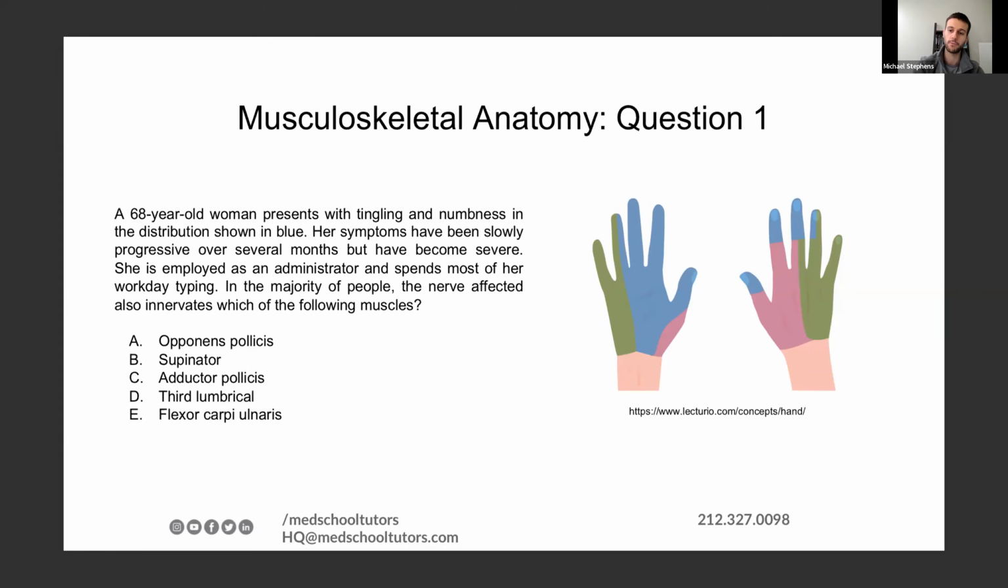So this is a good vignette for carpal tunnel syndrome, and everyone's already been chiming in. You're thinking about the median nerve. So now the second order of this question is which of these muscles is innervated by the median nerve?